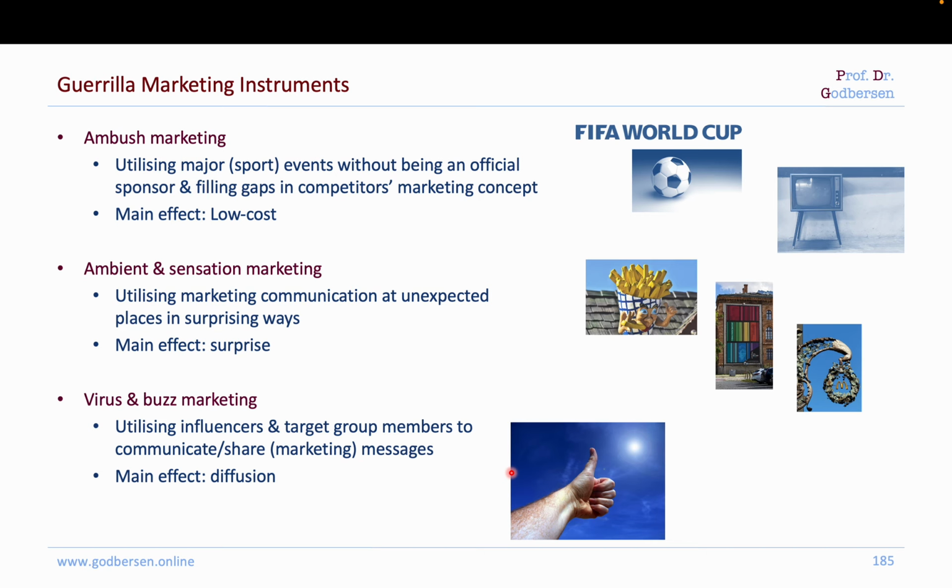Now, guerrilla marketing. What are the instruments? The major instruments are ambush marketing, ambient and sensation marketing, virus and buzz marketing. Ambush marketing: utilizing major events, normally sports events, like the Football World Cup, the Rugby World Cup, Olympic Games, and so on. You're not an official sponsor, as this is bloody expensive, but you fill the gap competitors leave for you, and you have advertisements out or stage events that are related to this event.